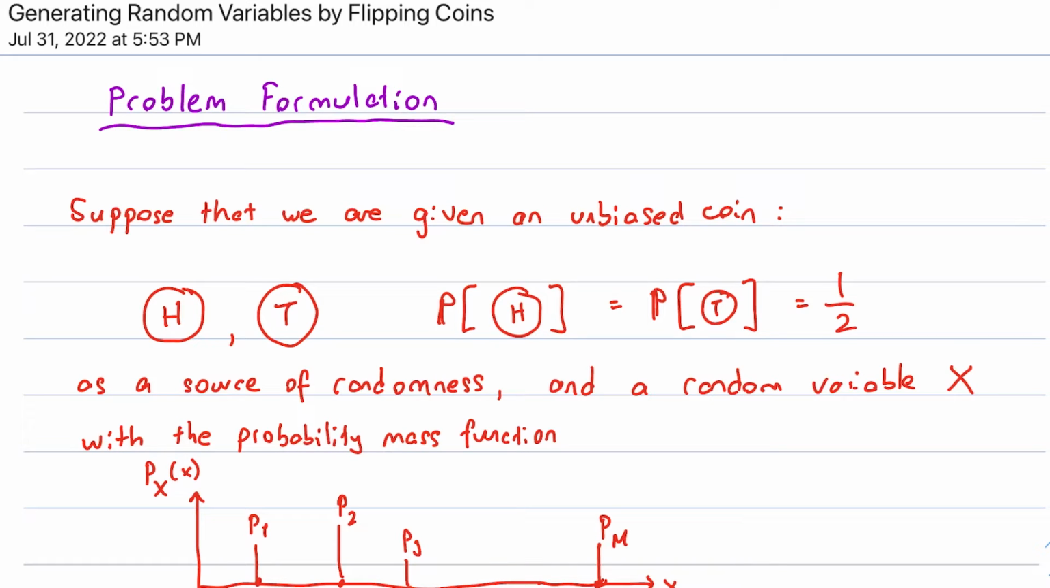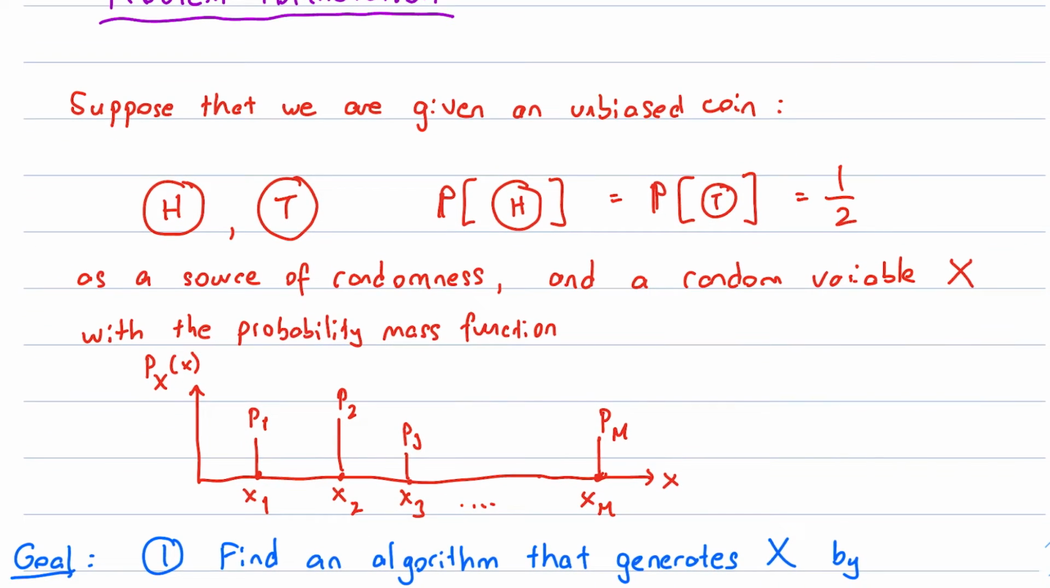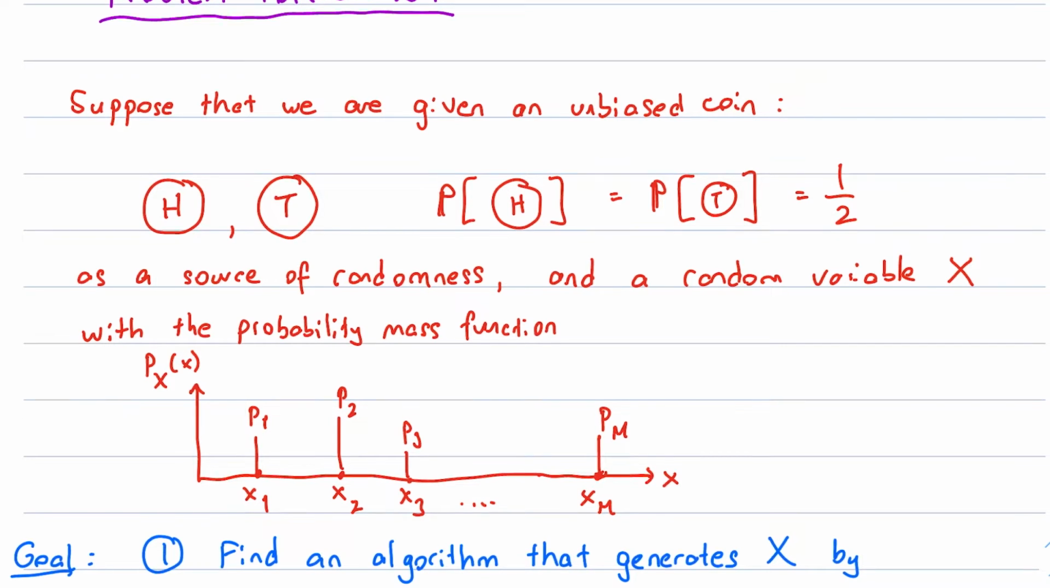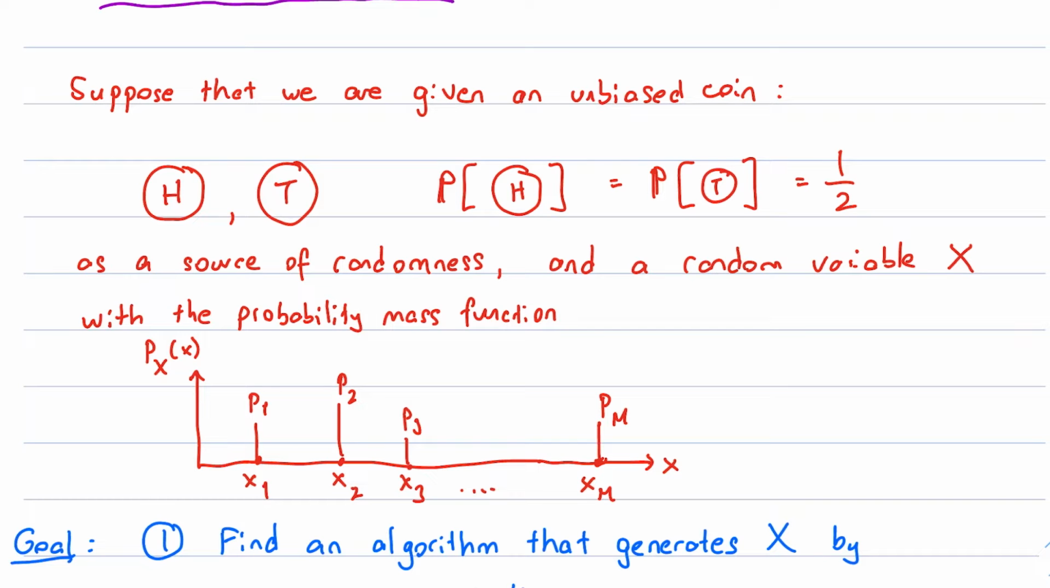In this video, I will show an algorithm that generates any random variable by flipping a coin repeatedly. Suppose that we are given an unbiased coin, meaning that the probability of heads and tails are both equal to 1/2, and we are going to use this coin as our source of randomness. And let's say that we have a random variable X with the probability mass function p1, p2, p3 up to pm, which are assigned to values x1 up to xn.